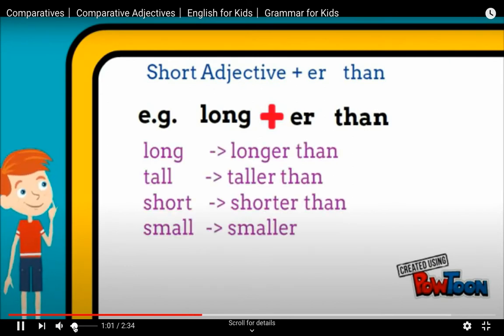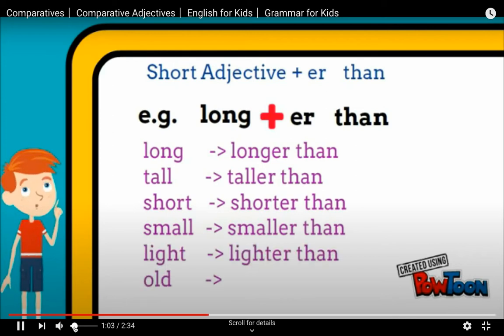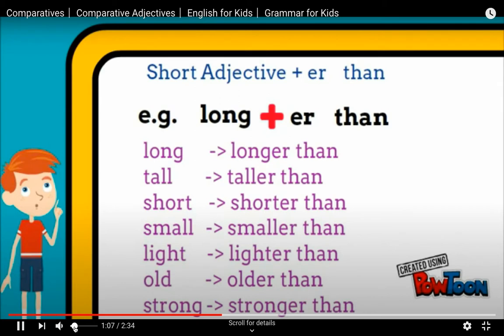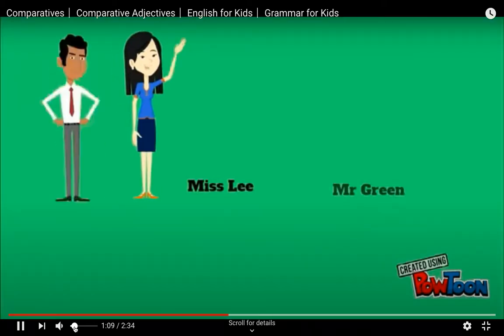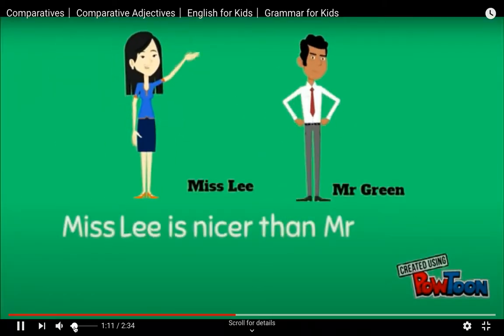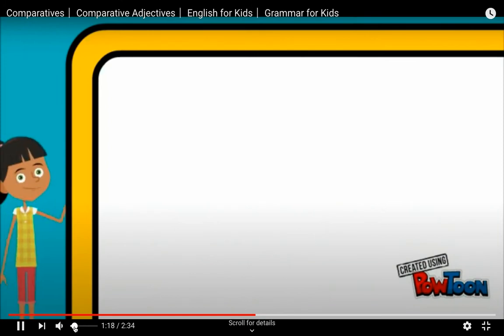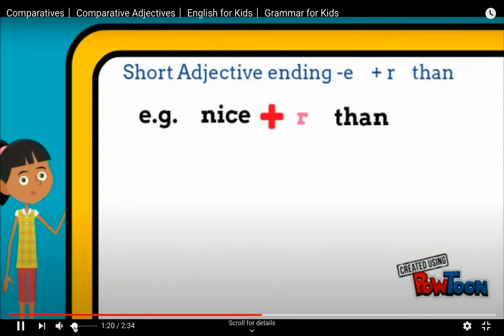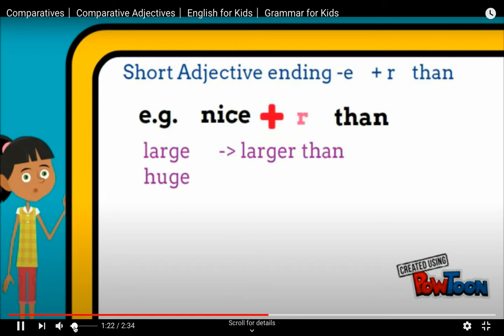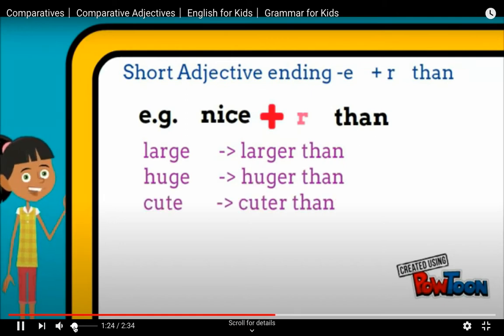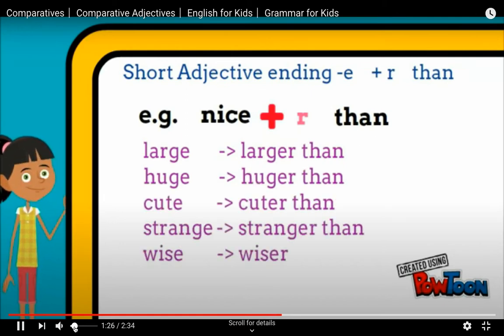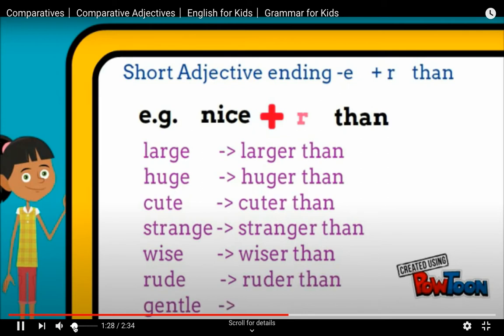The word than, longer than, taller than, shorter than, smaller than, lighter than, older than, and stronger than are some examples. Miss Lee is nicer than Mr. Green. Nicer than. For an adjective ending with E, you add the R and the word than. These are some examples.